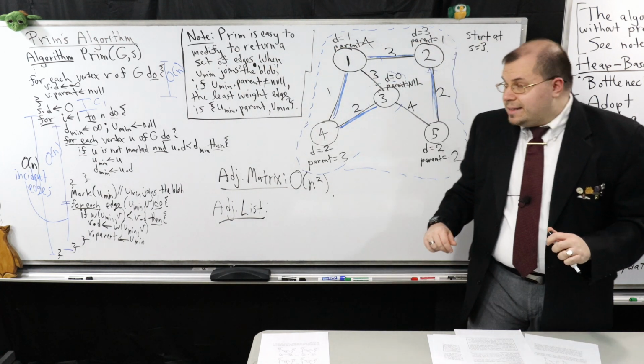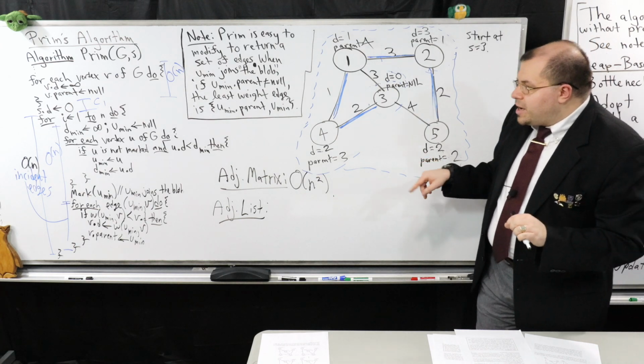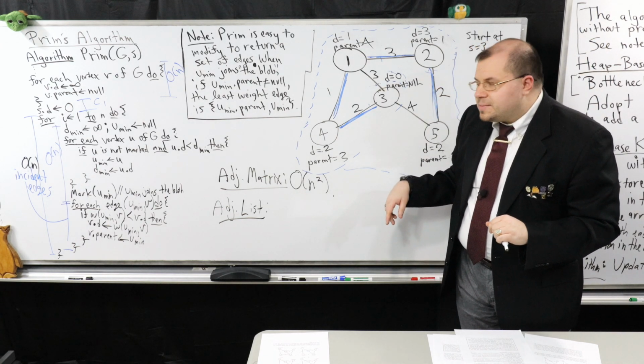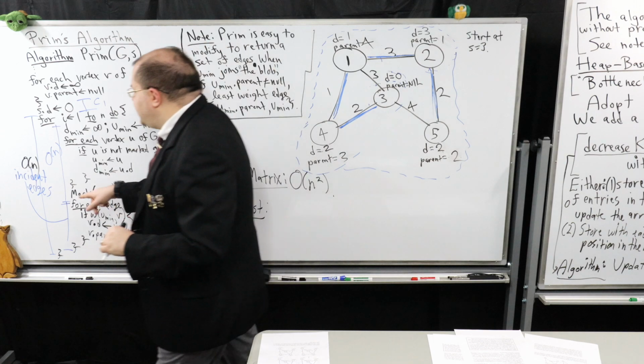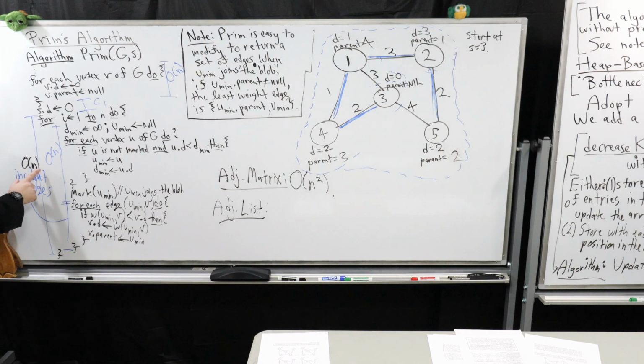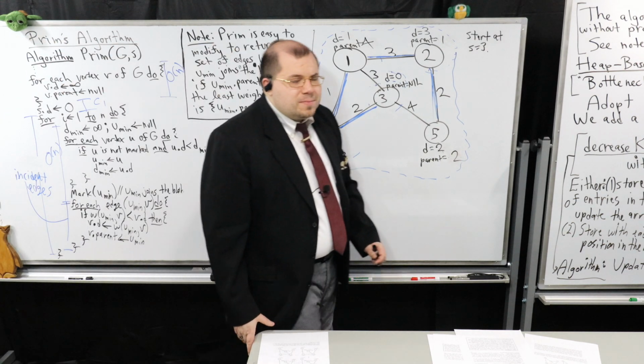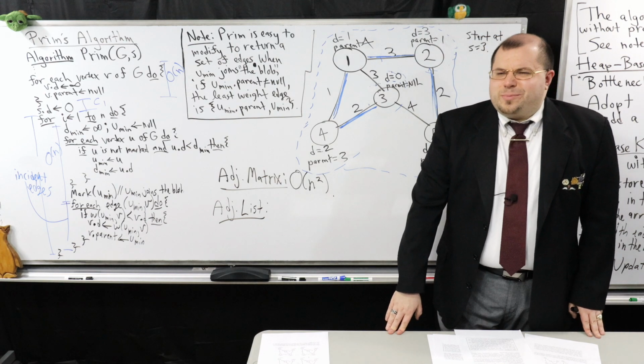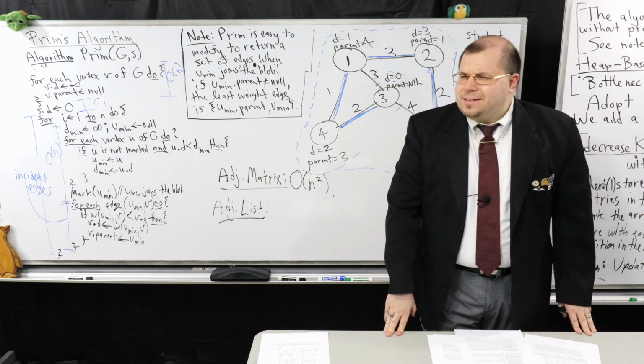So in an adjacency list, remember when I compute the incident edges, is it big O of n for the incident edges at a given vertex? What is it? Is it big O of n or is it something else?